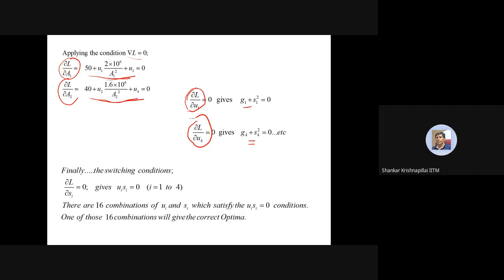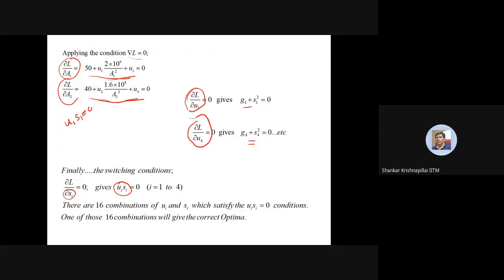Okay, then finally the switching conditions. That is partial L by partial Si will give UiSi equal to 0. So U1 S1 is equal to 0, up to U4 S4 is equal to 0.